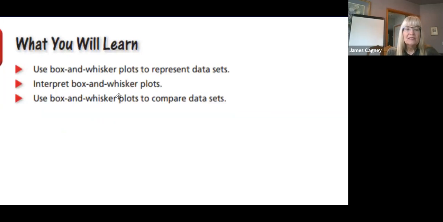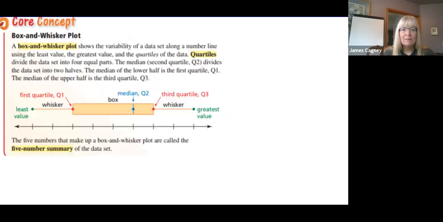What you're going to learn is how to use Box and Whiskers plots to represent data, how to interpret Box and Whiskers plots, and how to use them to compare data sets. I would also say we're going to learn how to make them. I think a lot of people forget how to make them over time. Okay. Go ahead and write this down. If you need to, again, pause the video and then pick back up.